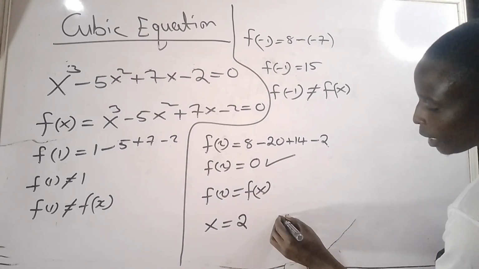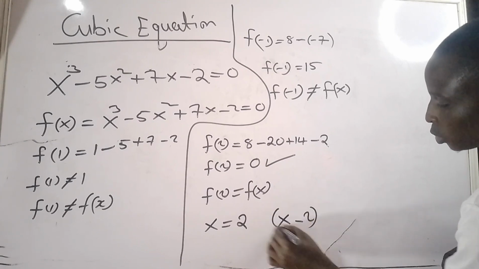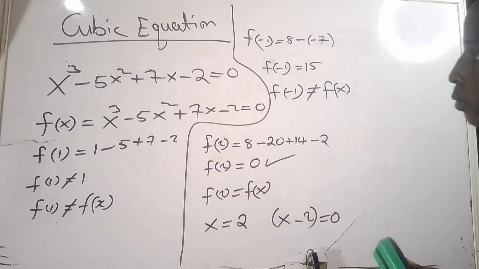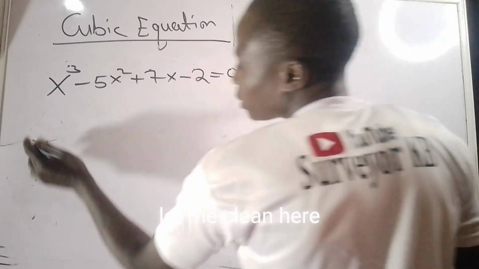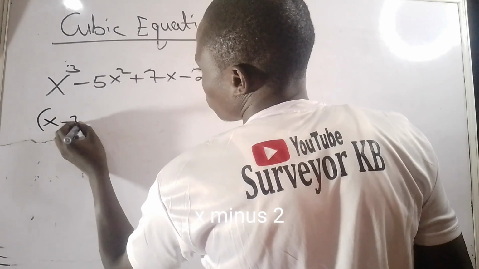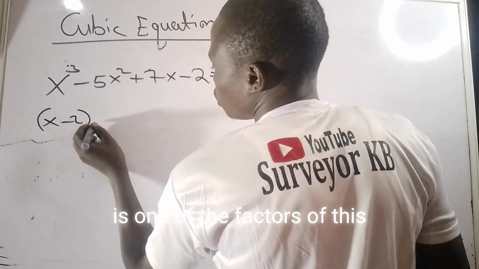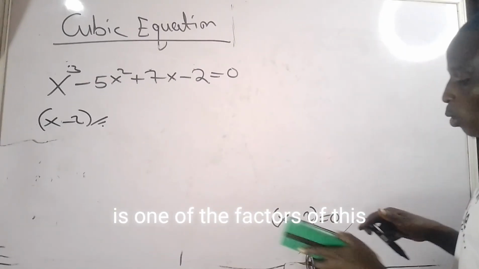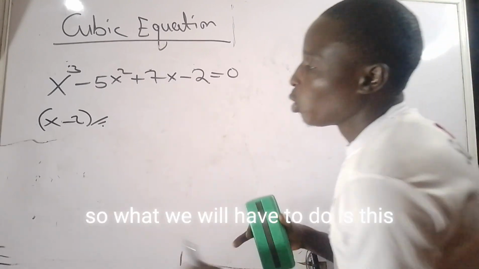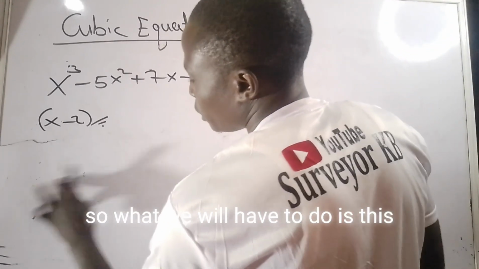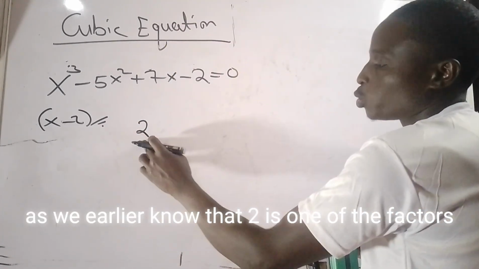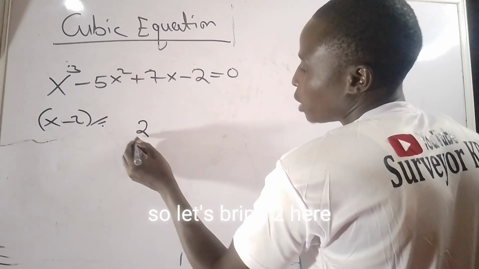So that means x minus 2 is equal to 0. So we know that x minus 2 is one of the factors of this cubic equation. So what we have to do is this. As we earlier know that 2 is one of the factors, let's bring 2 here.